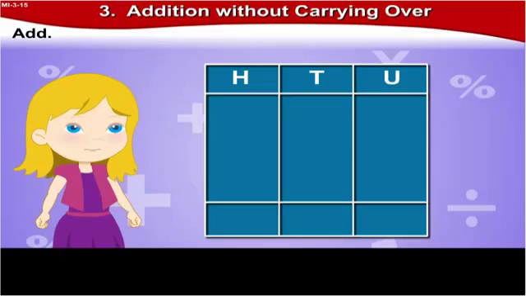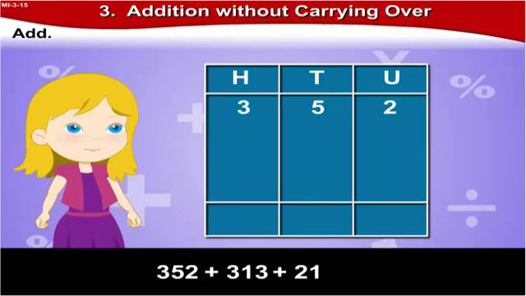Now the next sum, 352 plus 313 plus 21. First, we'll arrange them in vertical order, writing HTU. Now 352 would be 3 hundreds, 5 tens, 2 units, plus 313 would be 3 hundreds, 1 ten, 3 units, plus 21 is 2 tens, 1 unit.